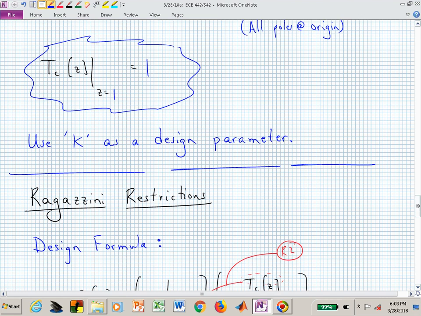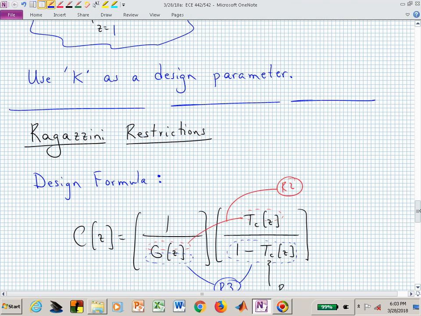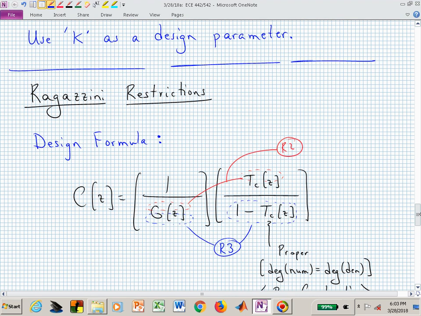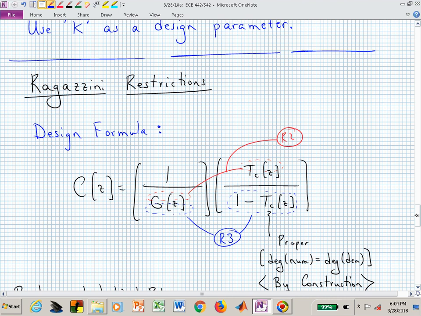Let's now talk about these Ragazzini restrictions. We have 4 of them. And most of them are based on this design formula. This looks a little bit messy, but hopefully it's somewhat helpful.